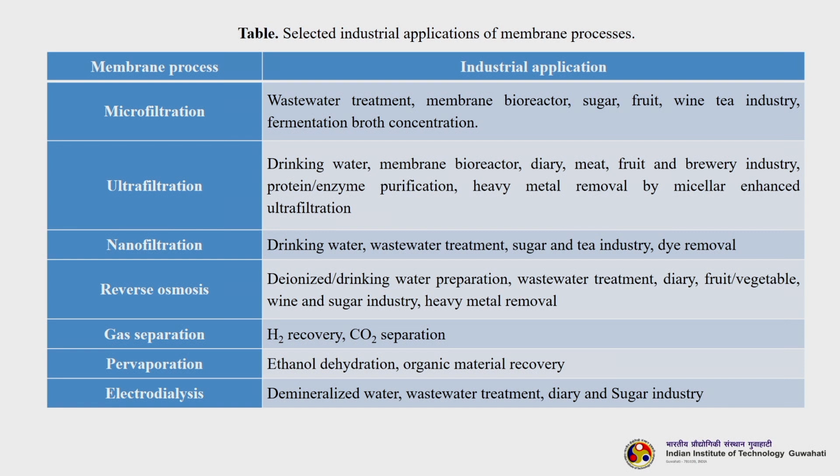Then gas separation. Under gas separation we can have hydrogen recovery, carbon dioxide separation, and nitrogen enrichment, and there are several other applications. Under pervaporation we can go for ethanol dehydration and organic materials. If you remember, making alcohol free beer is another application of pervaporation membrane. Then using electrodialysis we can go for desalination, demineralized water, wastewater treatment, and dairy and sugar industries. So, we have come to the conclusion of today's class.